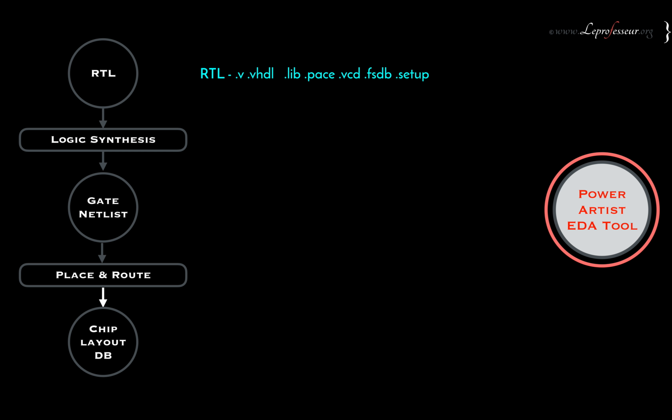At the RTL level, you can provide the RTL files, .v or .vhdl. It would need the library information. Also, it would need a PACE model. If you do not have a PACE model, one needs to create a PACE model first before running the power analysis tool. What it is, nothing but the tool first characterizes your existing design.